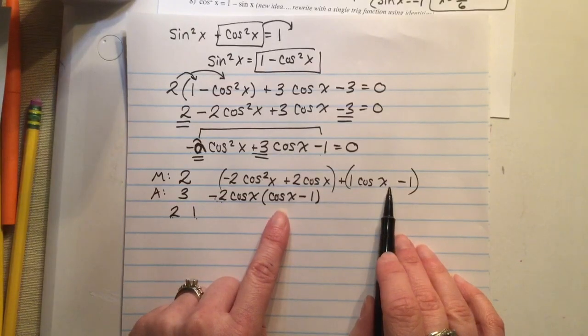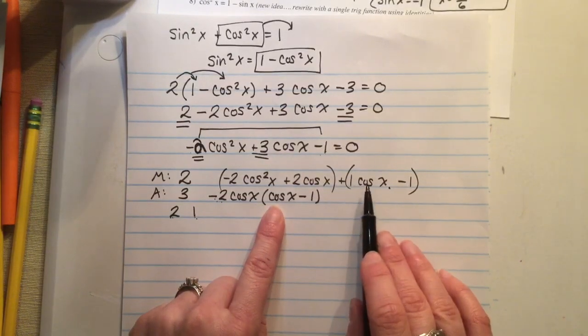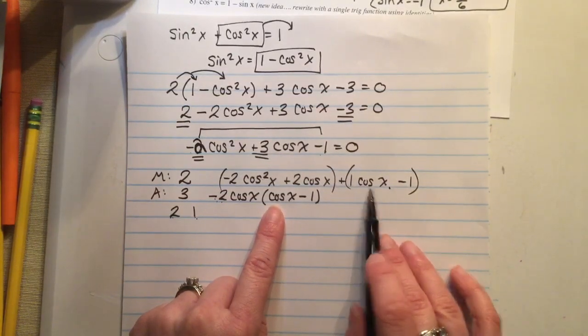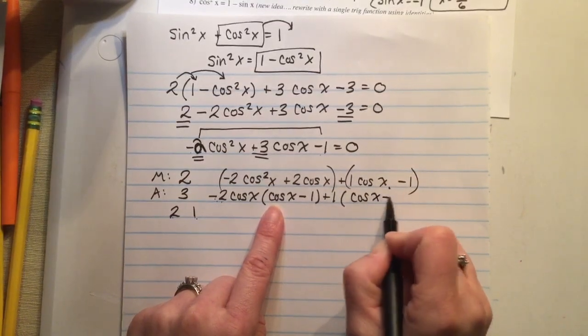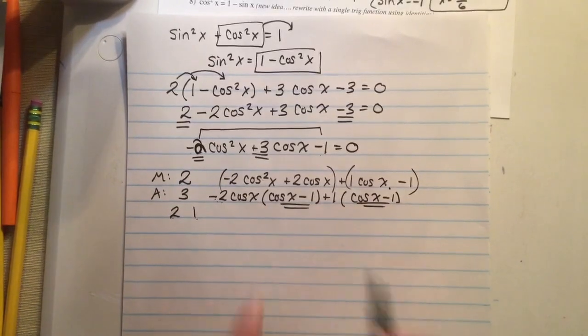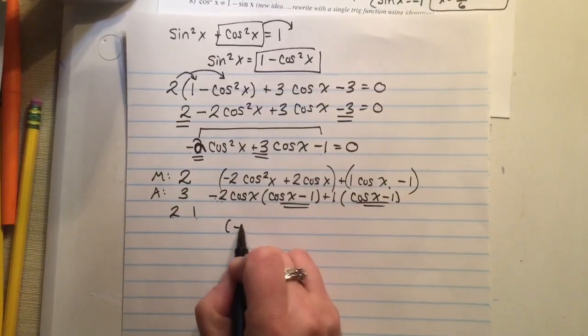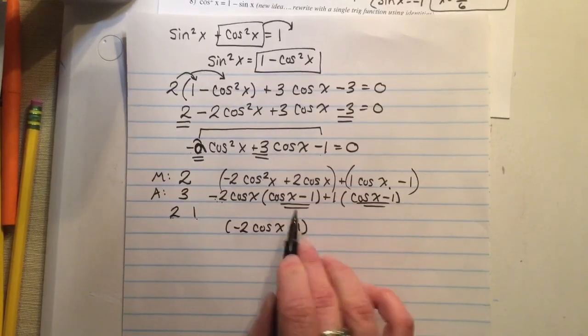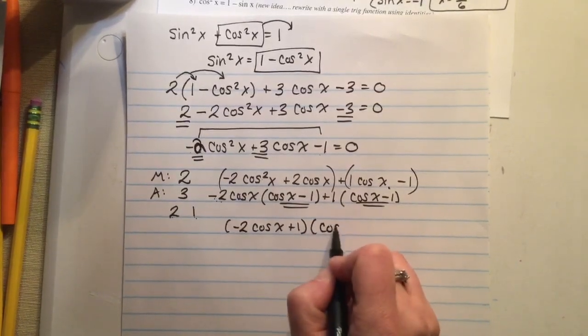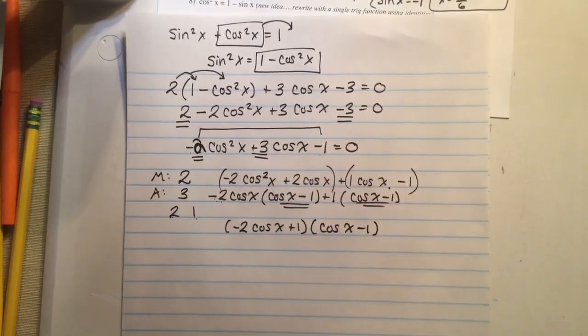These two things already match because a cosine of x is the same thing as 1 times a cosine of x. So I'm going to take out a 1 so that I don't change it, because I need these two things to match. What I took out was a negative 2 times the cosine of x plus 1. What they have in common is a cosine of x minus 1.